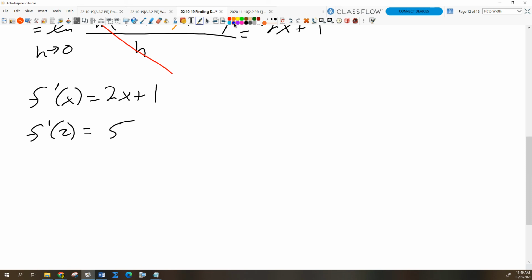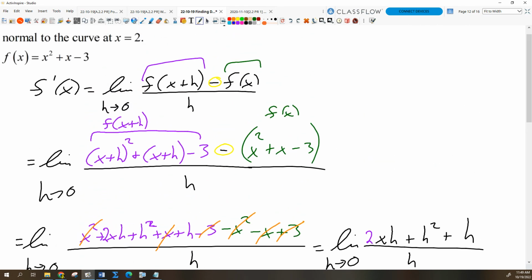Negative 1/5, isn't it? So the slope of the normal line, that just means perpendicular. That's our perpendicular symbol. So the perpendicular slope is negative 1/5. Okay, good. We got a slope. We just need a point, but that's easy.